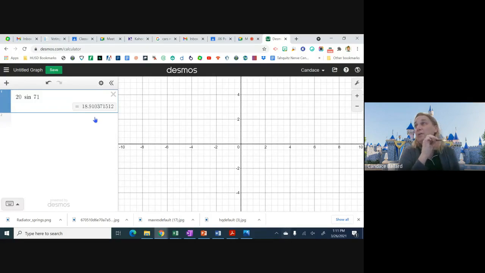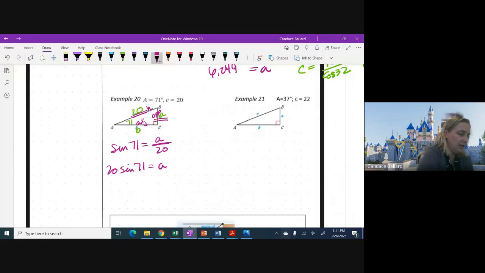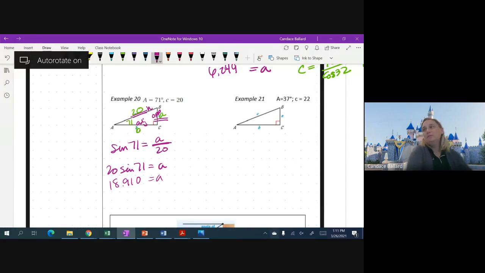We will be converting. The next lesson, the one you're going to work on your own, is going to start us converting to the radian measure. Once we get into calculus, we don't do anything but the radian measure. So right now you're in the transition phase. Okay. All right. So we've got 18.910 would be how we would round that. So A is 18.910.